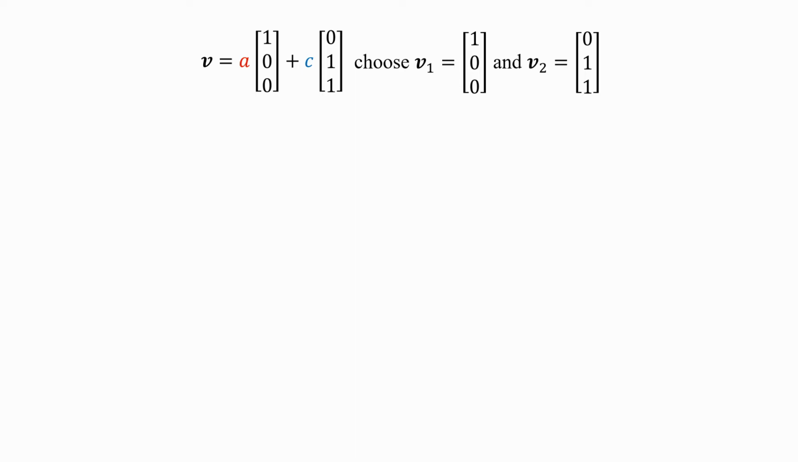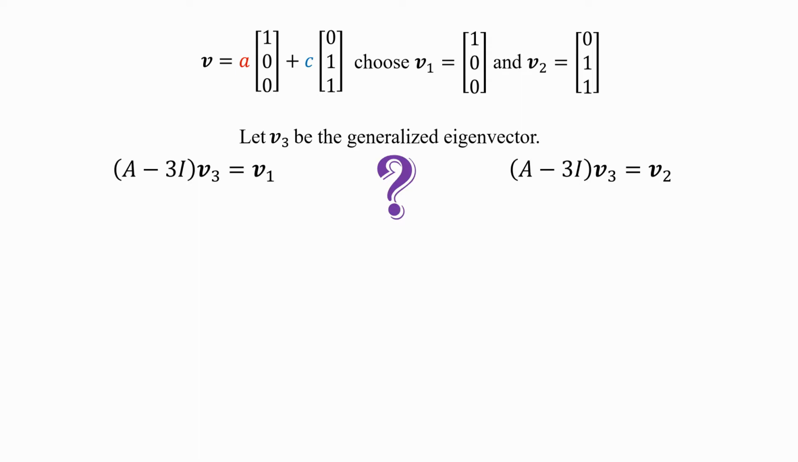Okay, so now, since A is a 3 by 3 matrix, and we only have two linearly independent eigenvectors, we have to find a generalized eigenvector, and we'll call that vector v3. Now the question is, do you base it off of v1 or do you base it off of v2? Let's, for starters, just try v1.